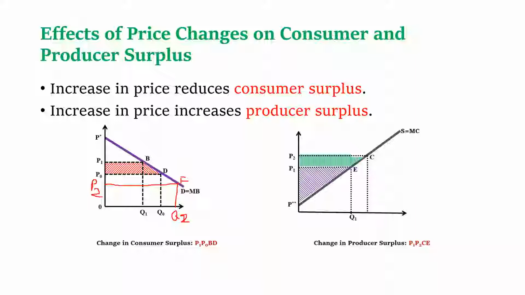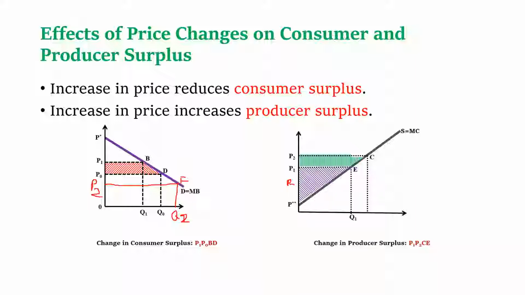So the new producer surplus is now P star star, P2, and C. The difference between these two is the change in the producer surplus, which is P1, P2, C, E. Now, let's take, for example, a fall in price. The market price here is P1. If the price falls below the market price, let's say it falls down to P3 here.